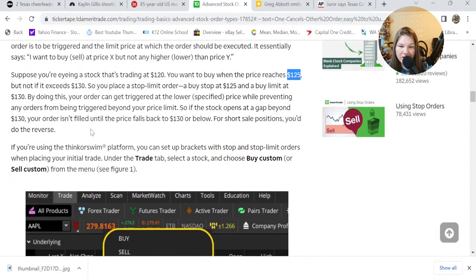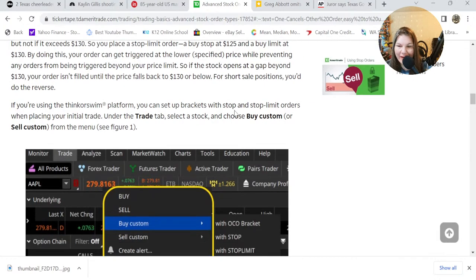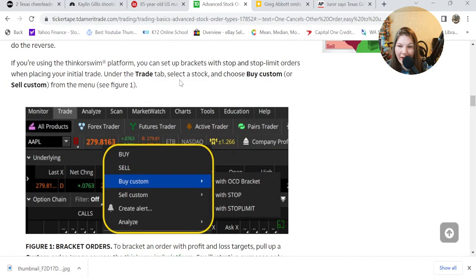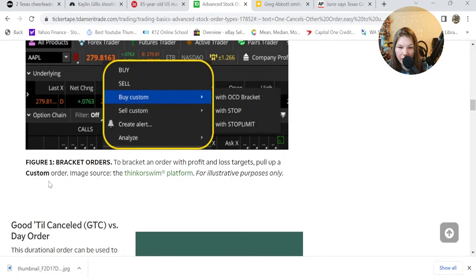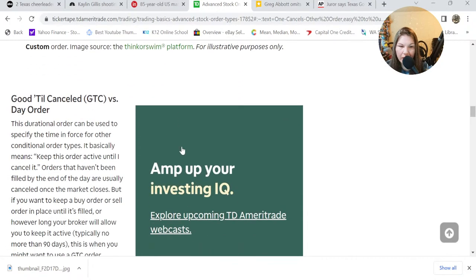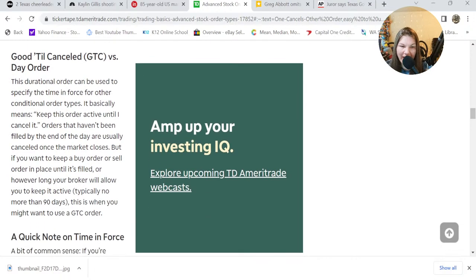If you're using the thinkorswim platform, you can set up brackets with stop and stop limit orders when placing your initial trade. Under the trade tab, select a stock and choose buy custom or sell custom from the menu. Okay, guys, remember this when we go into thinkorswim, buy custom. So good till canceled versus a day order. This durational order, remember that's for time, guys, how long it lasts, can be used to specify the time in force for other conditional order types. It basically means keep this order active until I cancel it.